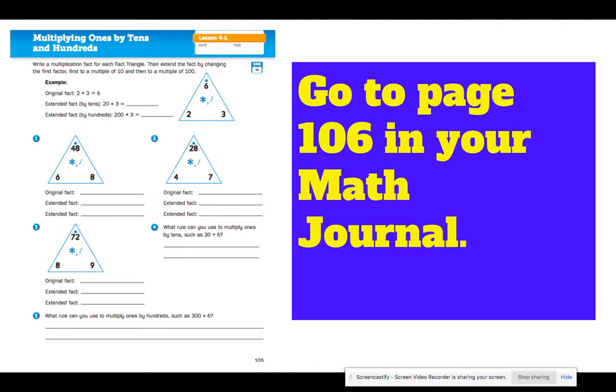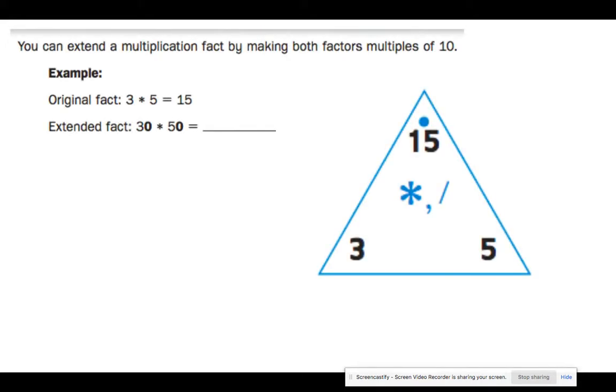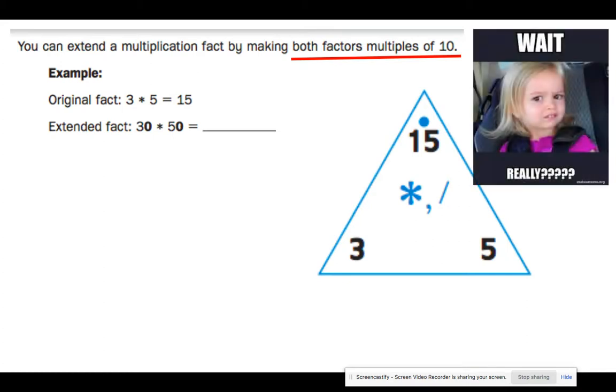Okay, now we're going to go to page 106 in your math journal. We're going to do one example together, then we're going to do the rest of the page. So let's look at the example up at the top. You can extend a multiplication fact by making both factors multiples of 10. Wait, really? Yes, it's true. You can add zeros to whatever number on the side.